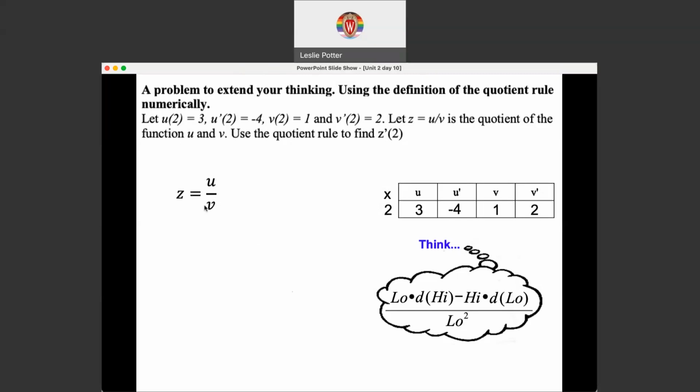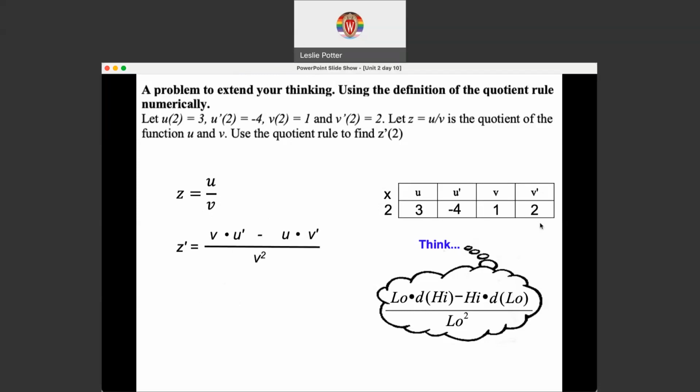Okay, now I can do my low D high minus high D low. It's just my definition, right? Low D high minus high D low. So low D high: low is V, D high is U prime. So V U prime minus high D low, U V prime. And again, you can remember that as the product rule with a minus instead of a plus, all over low squared, V squared.